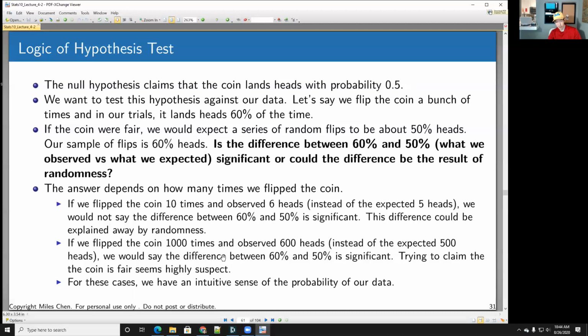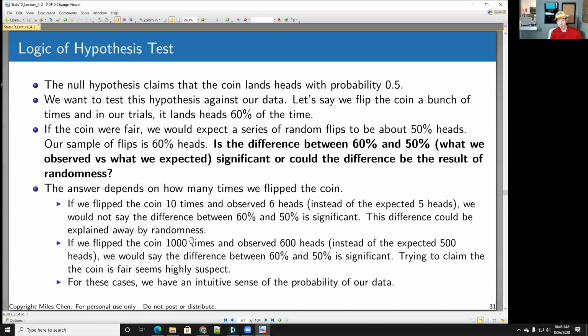And what we want to do is be able to answer the same kind of question for values in between, right? If I flip it 100 times and I get 60% heads, is that unusual? If I flip it 80 times and I get 60% heads, is that unusual? Or what about 140 times? Where do we draw the line? And we have an actual methodology to go through in order to help guide our answers.